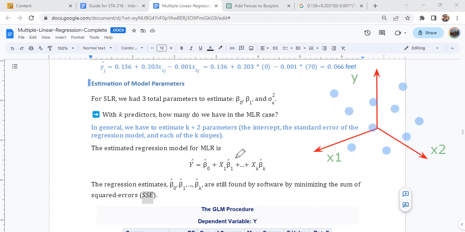Now for two predictors, what do our estimates look like? Before, our estimates all fell on a straight line. Now we have a plane, a flat surface floating in space. And that's where all our predicted values lie now for two-predictor multiple linear regression.